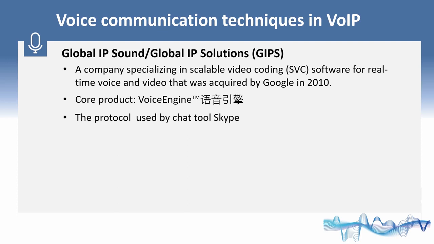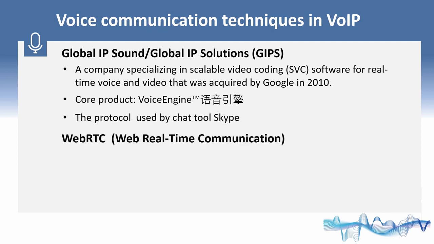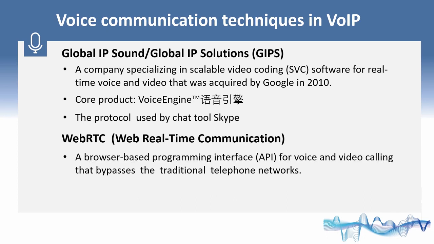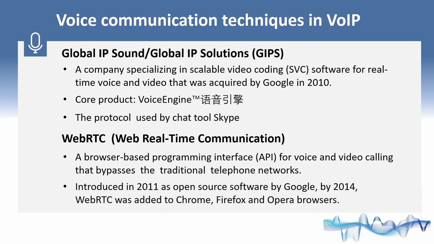Another famous open-source software introduced by Google in 2014 is WebRTC, Web Real-Time Communication. It is a browser-based programming interface (API) for voice and video calling and bypasses the traditional telephone networks. WebRTC was added to Chrome, Firefox, and Opera browsers.